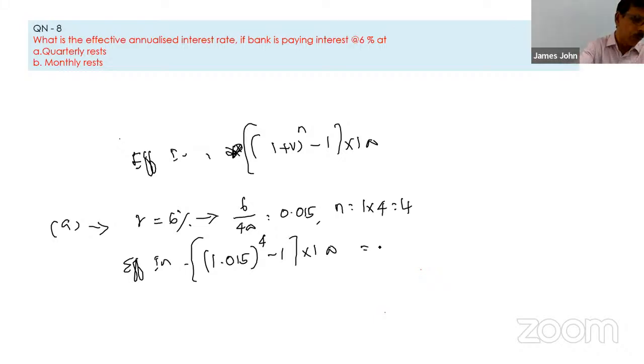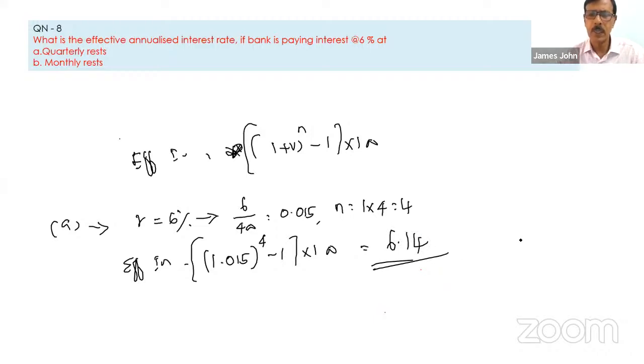This will be the answer. 1.015 into 1.015, four times. How much did you get? 6.14. Okay. Yes, now B. 1.015 into 1.015, raised to 4, you are getting 1.06136. On rounding off, you will get 6.14.